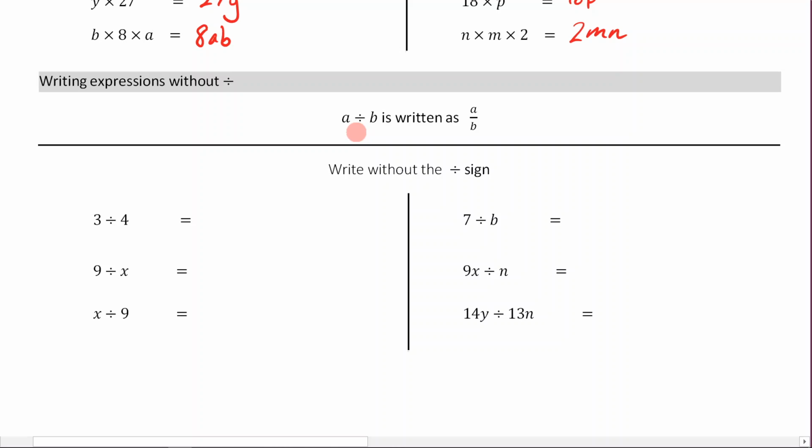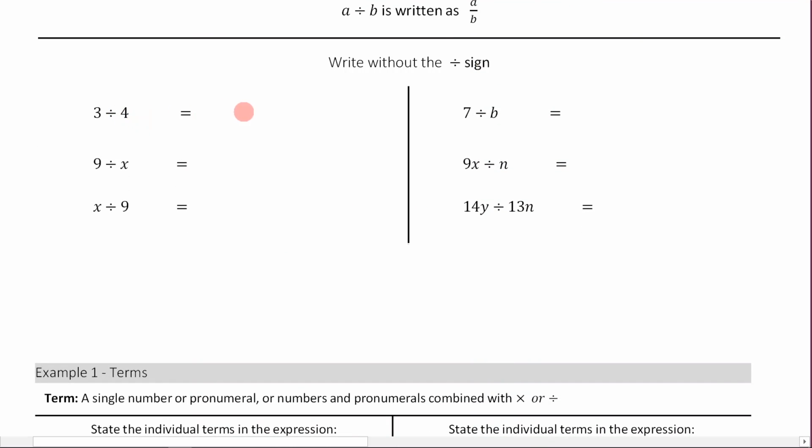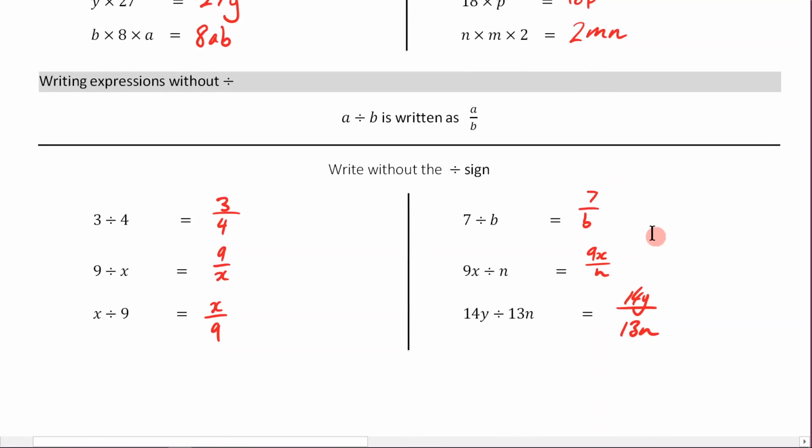In algebra, we also don't like writing expressions with division symbols. So instead of writing A divided by B, we would write it like that, just A over B. So let's now rewrite the following without the division sign. So instead of 3 divided by 4, we would write 3 over 4. So 2 over here, and over here, and over here, and lastly this one, which will be written as that. Perfect. So that is how we would do it. So it's very important that you realize that we don't like writing that division sign and we don't like writing that multiplication sign. Okay, let's keep on going now.